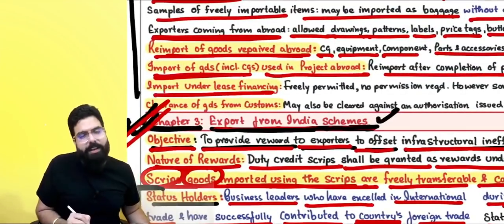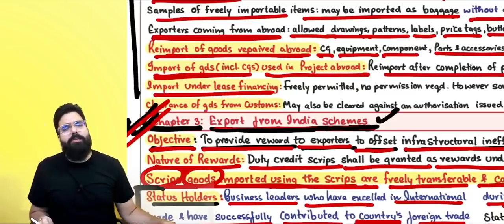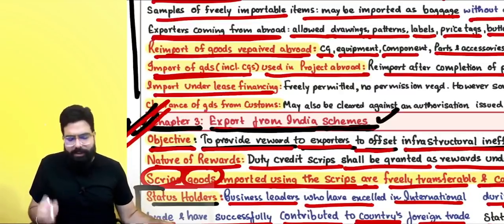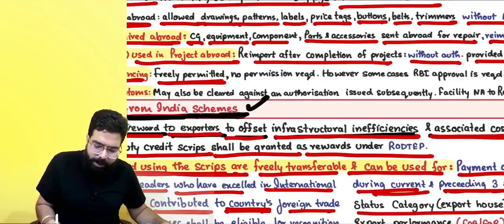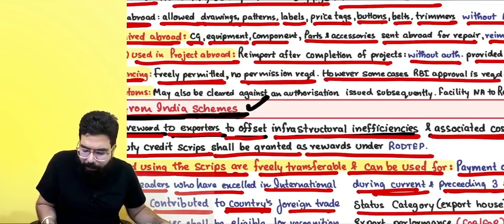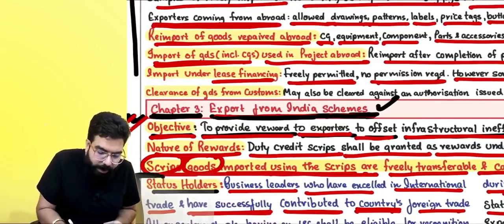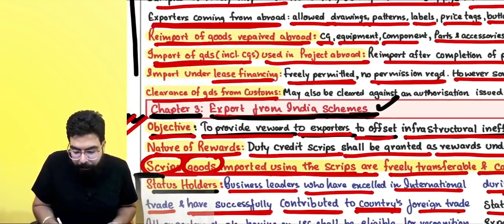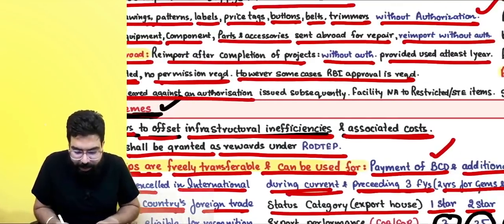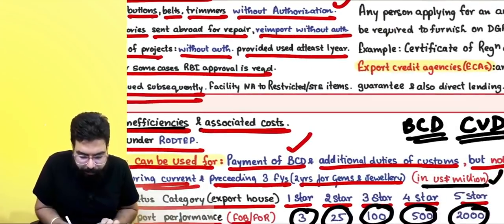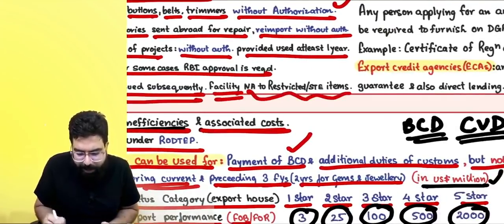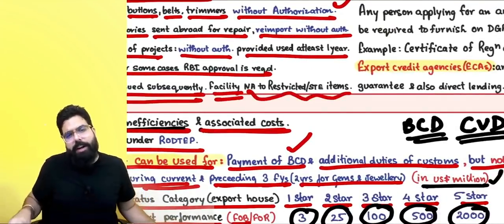Import under lease financing. Sir, is it allowed if I am importing under lease financing? Allowed, freely permitted, no permission required. However, in some cases RBI approval might be required. Then, sir, clearance of goods from customs may be done against an authorization issued subsequently. This facility is not applicable in case of restricted items or state trading enterprises.